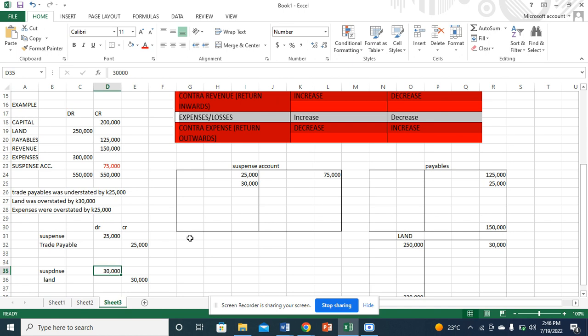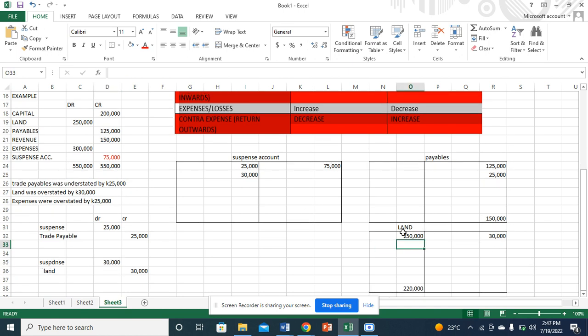As you can see on our land account, here it's overstated by 250,000. So we need to reduce this 250,000. That's why we put a credit here. If you debited, you're going to overstate it again, overstate by more. So you do 250,000 minus 30,000, and that's how you get 220,000.